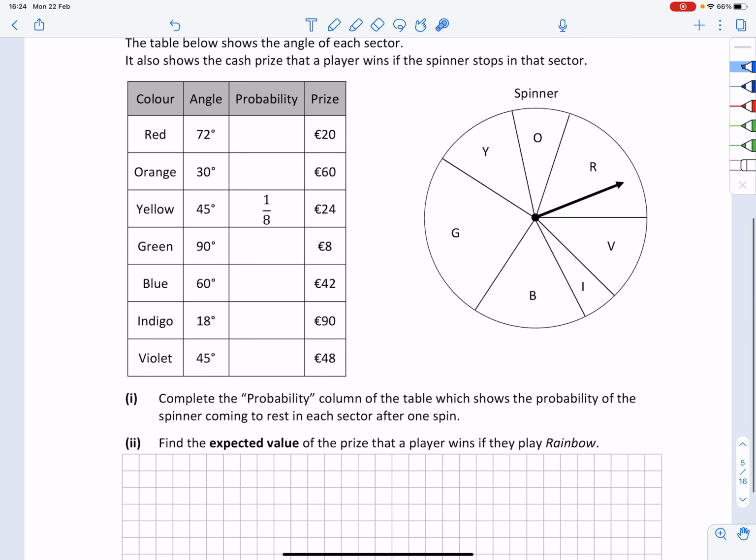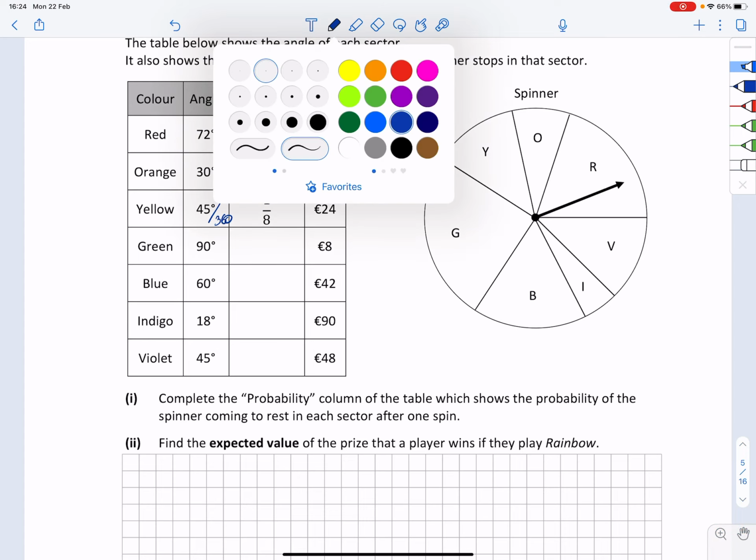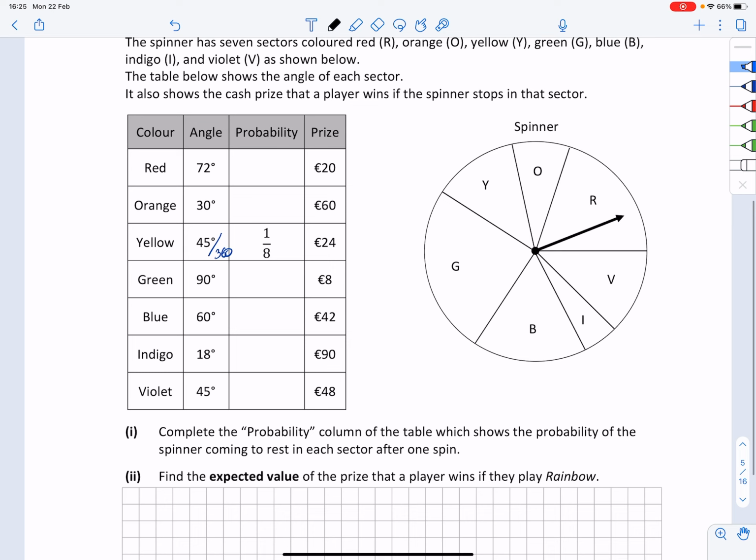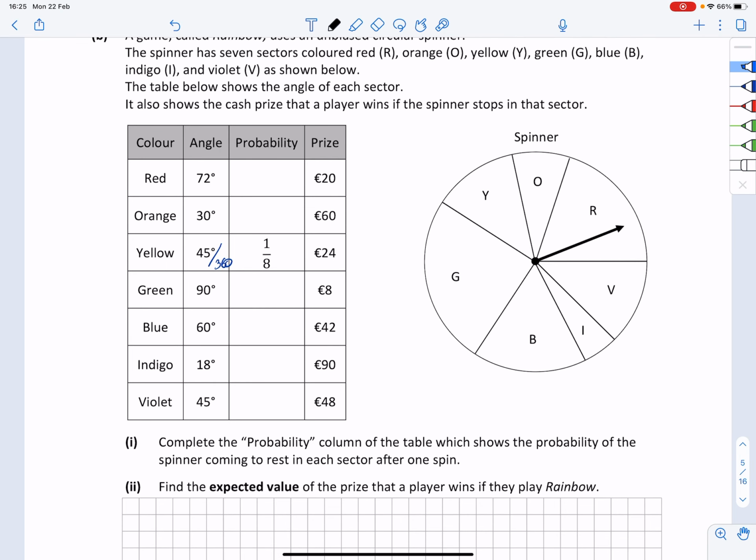The first thing is to complete the probability column. So the probability for each of the areas is calculated by taking the angle and dividing it by 360, like in the example. 45 over 360 is 1/8. So filling these areas in, for red we're going to do 72 divided by 360, which is 1/5. Orange is 1/12. For green we have a quarter, 1/6 for blue, 1/20 for indigo, and finally 1/8 again for violet.